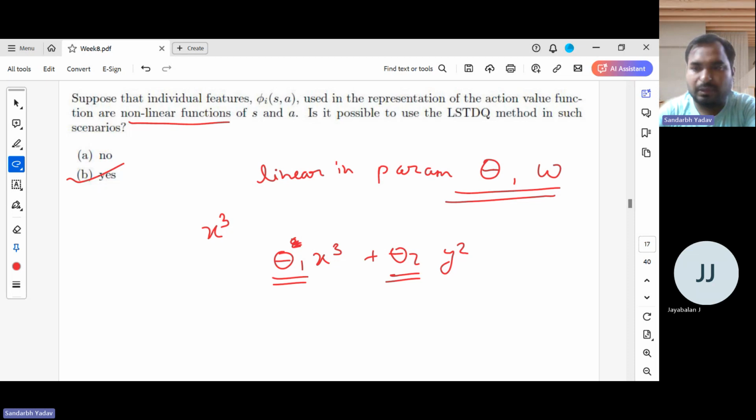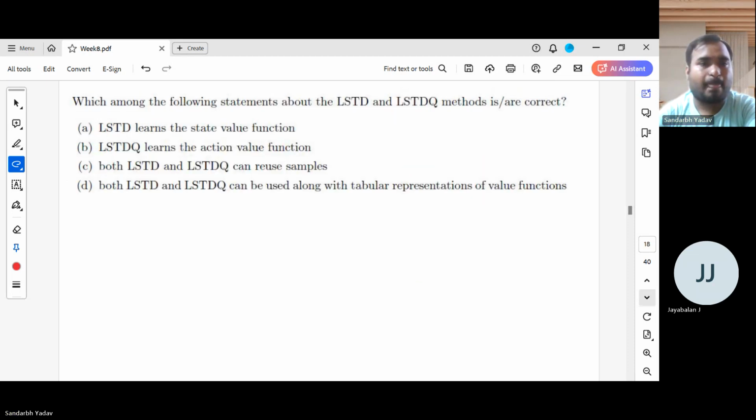Now, if there is no doubt, I'll move to the next question. Which among the following statements about LSTD and LSTDQ methods are correct? LSTD learns the state value function. Generally we say it as value function, but sometimes people call this the V function, or state value function also. So yes, LSTD learns the state value function and LSTDQ learns the action value function, which is Q.